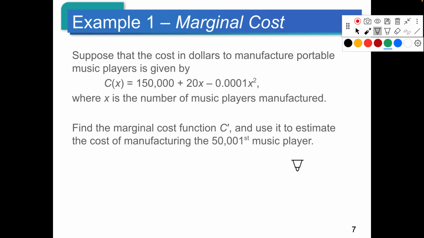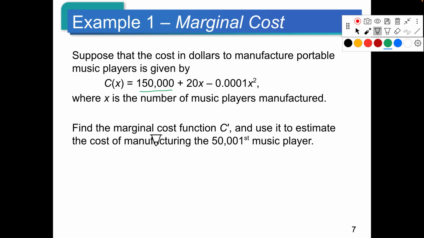Okay. So let's now take a look at a marginal cost that's not a linear function. We're going to look at big numbers, so we're stepping up in the world. We've got a much bigger factory. We're taking portable music players, and x is the number of music players manufactured. So notice, let's just look at this function. Even though it's not linear, we could still pick out something. What does this 150 represent?